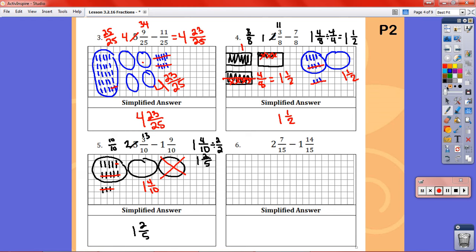I can even simplify by doing pairs. Pair, pair, pair, pair, and pair. There are 1, 2, 3, 4, 5 pairs, and 2 of them are still available. So divide by 2, and you get 1 and 2/5.